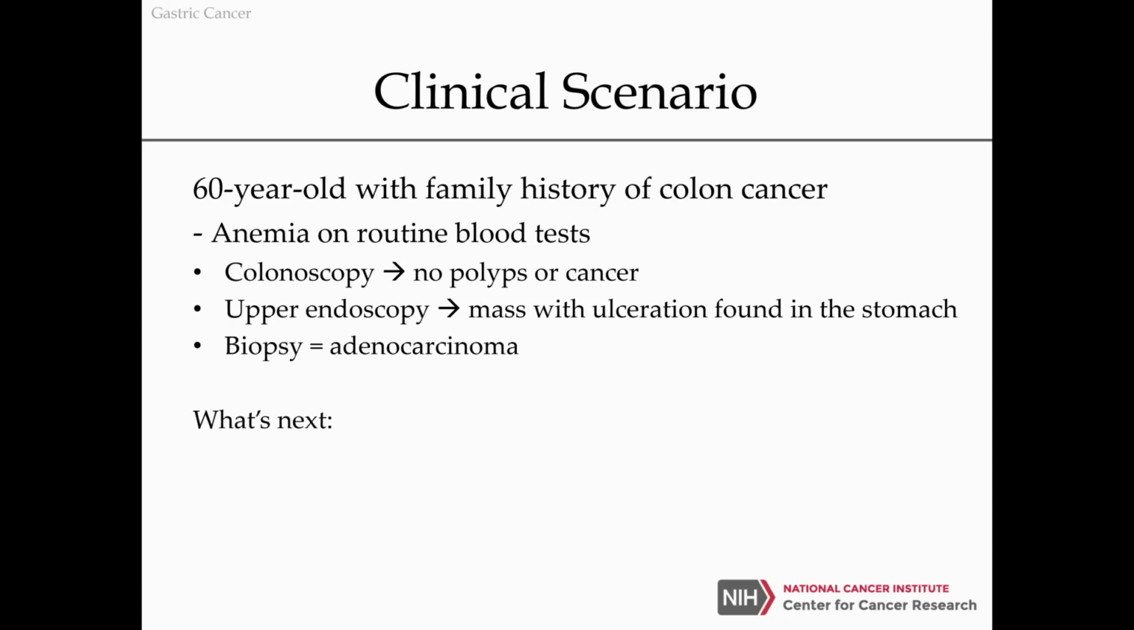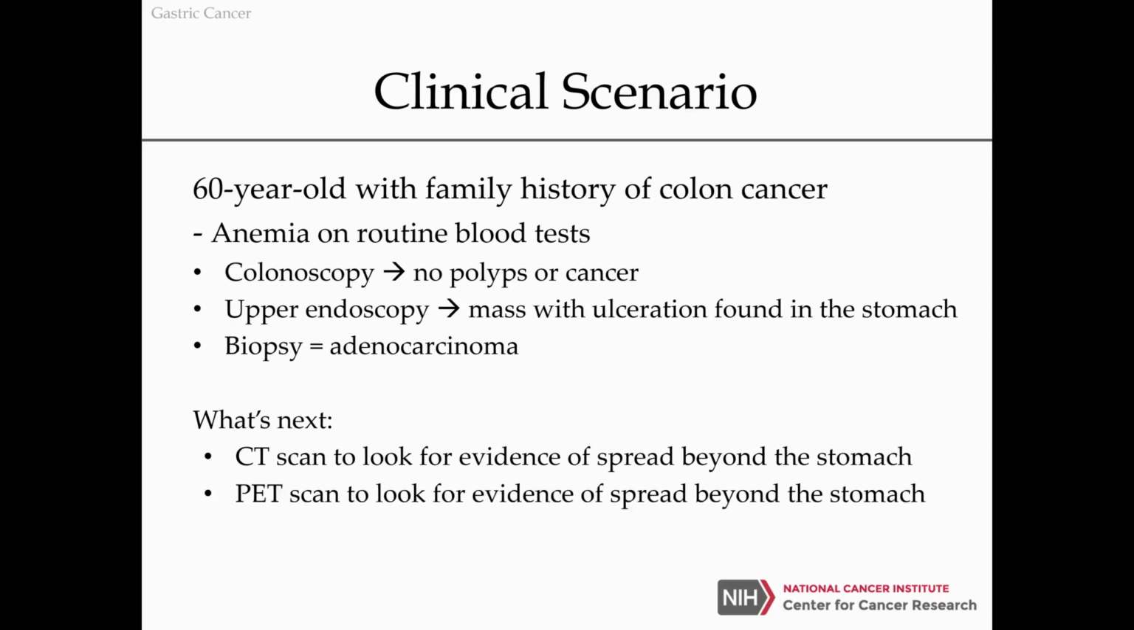So what's next? So many of you may know that oftentimes when someone's diagnosed with a cancer, they get a CT scan or a CAT scan. And this is to look for evidence of spread of any cancer beyond the stomach. Oftentimes people will undergo a PET scan also. A PET scan is another way of looking for evidence of spread of cancer beyond the stomach or where it started. But what else can or should be done? And this is where surgery actually can play a role in both the diagnosis and treatment of stomach cancer.